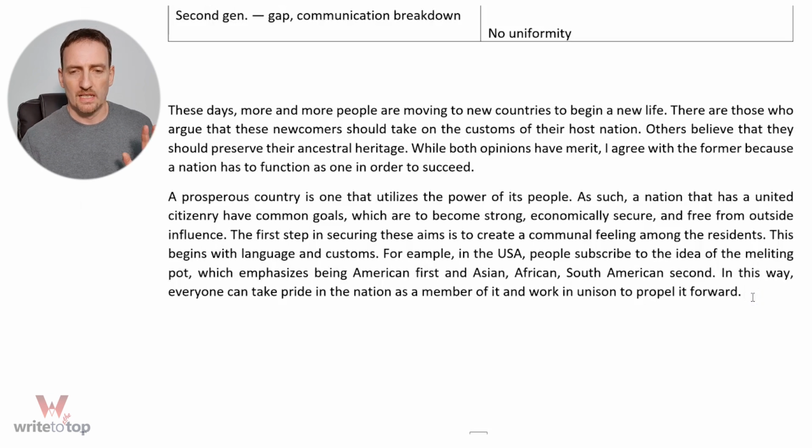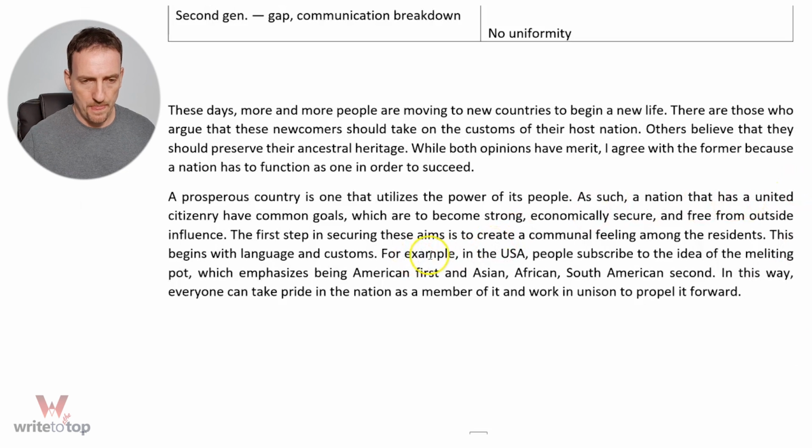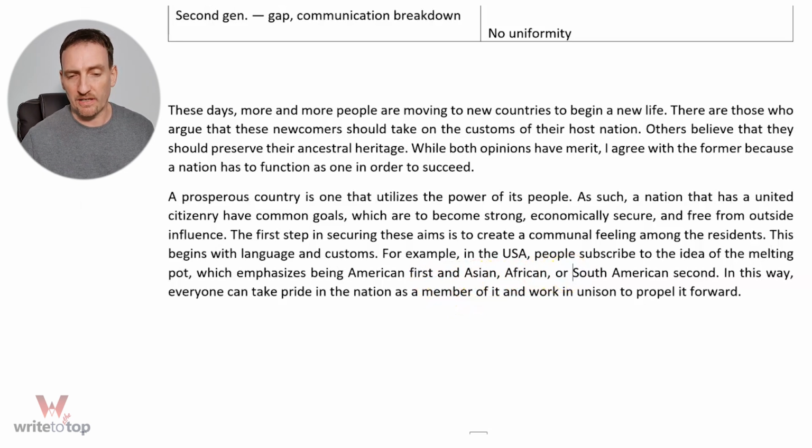Okay, so this begins with language and customs. For example, in the USA, people subscribe to the idea of the melting pot. I told you I'm not a very good typist, which emphasizes being American first and Asian, African, or South American second. In this way, everyone can take pride in the nation as a member of it and work in unison to propel it forward, to push it forward, move it forward. Okay.